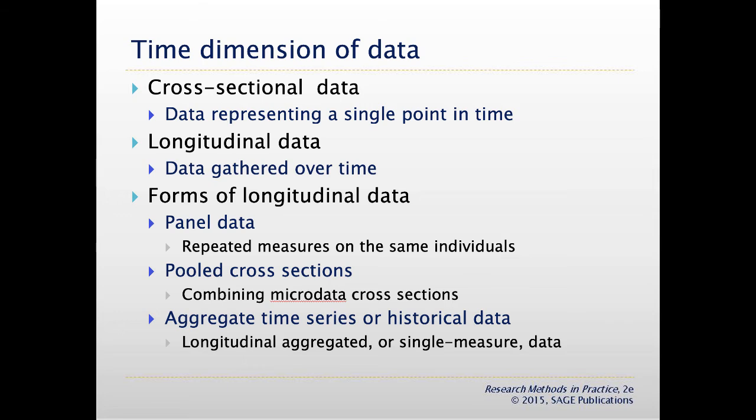Now let's think about the time dimension of data. A cross-section of data is data representing a single point in time. You're not following through at different points of time. Longitudinal data is any kind of data gathered over time. So there are actually a bunch of different types of longitudinal data. One is what we call panel data, repeated measures in the same individuals. That can be people, it could be repeated measures of the same hospitals.